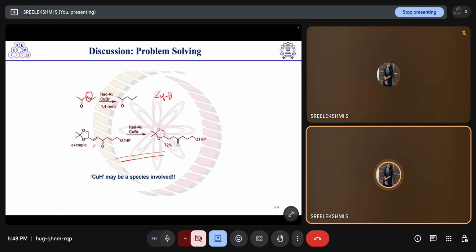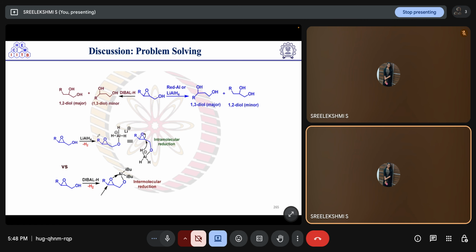Same thing is happening here also. Only the double bond is getting reduced. The alpha beta unsaturated ketone is converted into the corresponding saturated ketone. Then these are some examples of DIBAL-H.